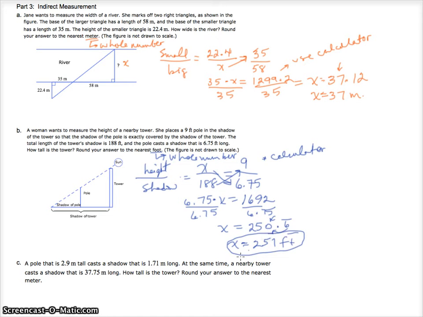I want to look at a word problem real quick that doesn't have a picture with it, just so we can practice the method of setting it up. A pole that is 2.9 meters tall casts a shadow that is 1.71 meters long. So we already have our ratio, height to shadow. At the same time, a nearby tower casts a shadow that is 37.75 meters long. How tall is the tower? Round your answer to the nearest meter. So we're going to the whole number again.